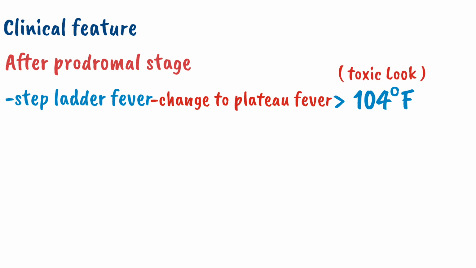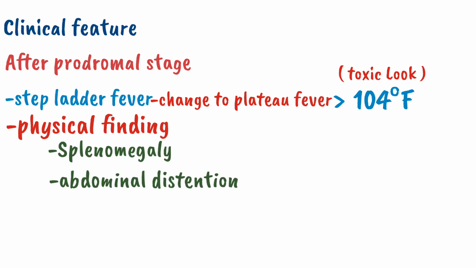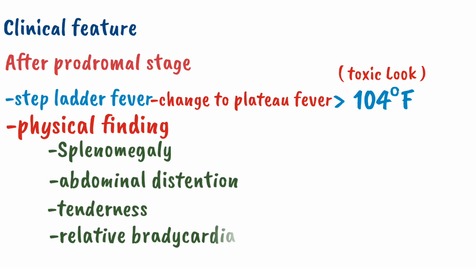During this stage, the patient will also develop physical findings such as splenomegaly, abdominal distension, tenderness, and relative bradycardia. What is meant by relative bradycardia? Relative bradycardia means that during fever the patient usually develops tachycardia, but in typhoid there is bradycardia, and it is a classical sign of typhoid fever.